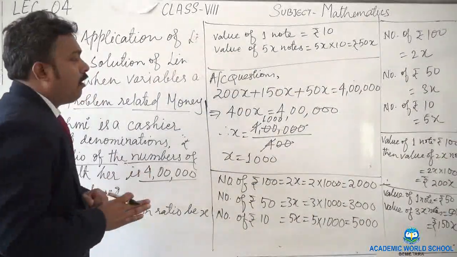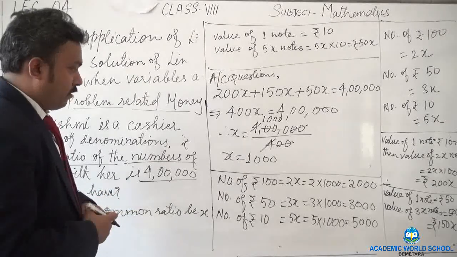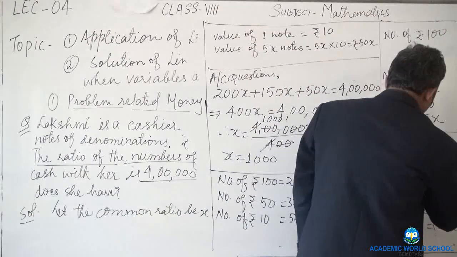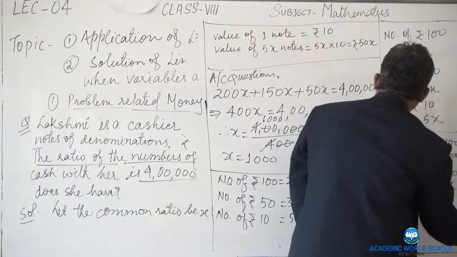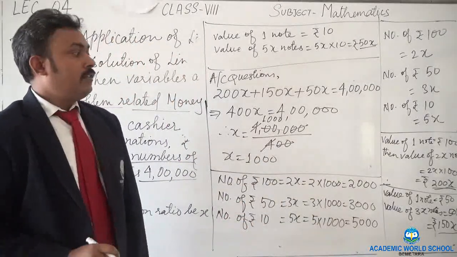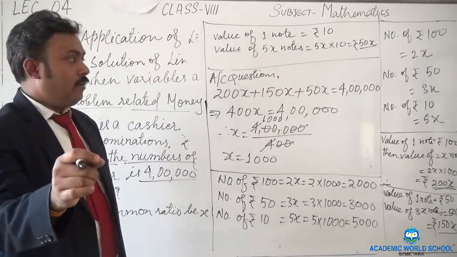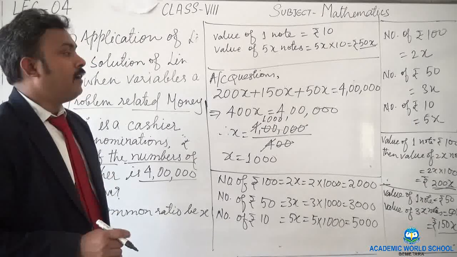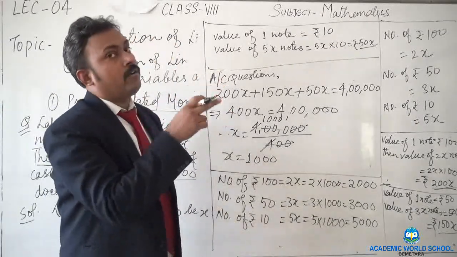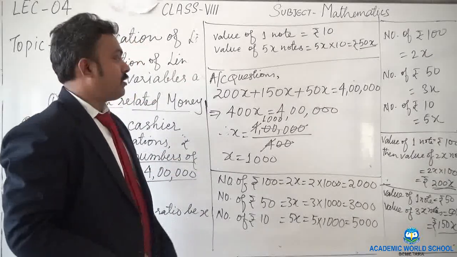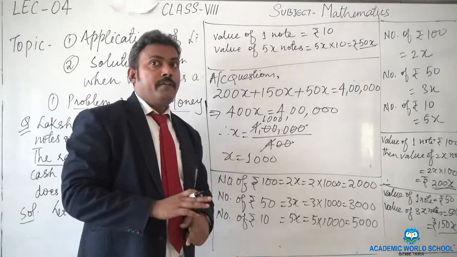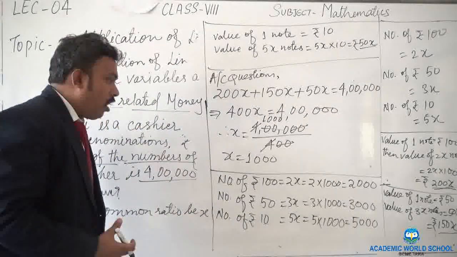Now how will we verify this? You can verify easily by putting the value of x here. If you put the value of x, you will get the value of 100 rupees notes, the value of 50 rupees notes, and the value of 10 rupees notes. Then if you add all those, you should get how much? 4 lakh. Right? In that way you can verify your result.